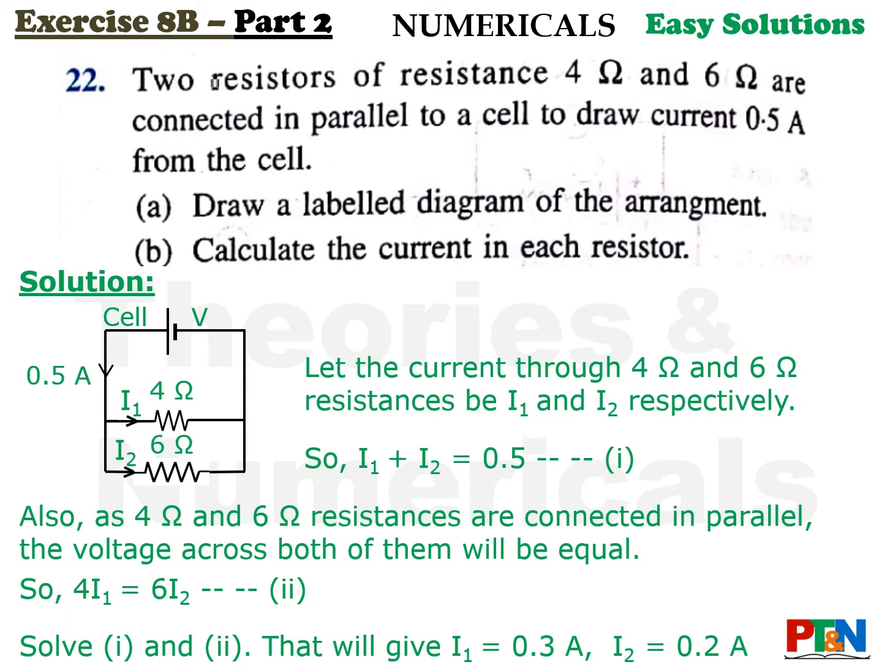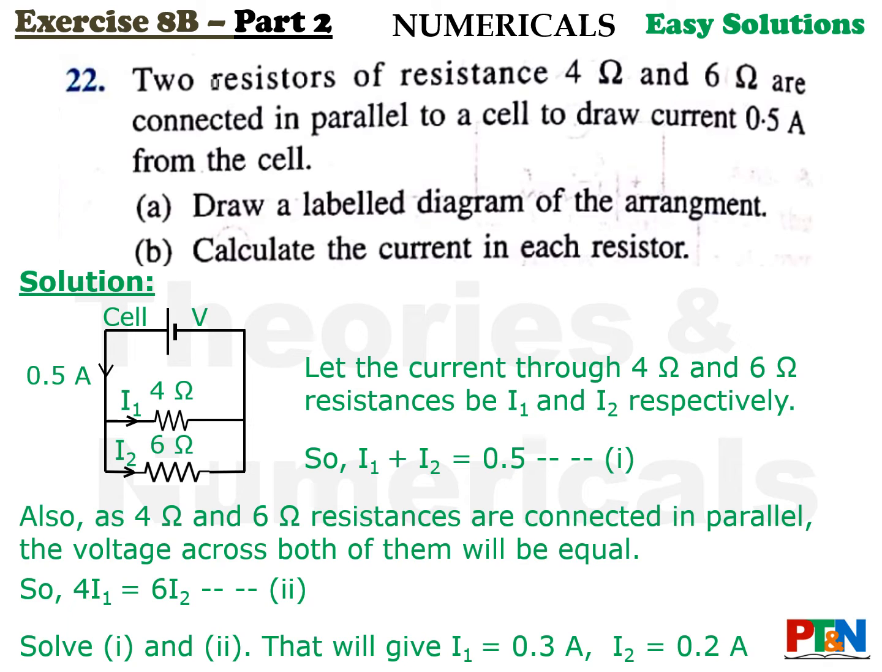The diagram is shown here. From the cell, 0.5 ampere current is going into the parallel combination. So now we need to find the current through each resistor. Let us assume current through 4 ohm resistor is I1 and current through 6 ohm resistor is I2. So you frame the equations.